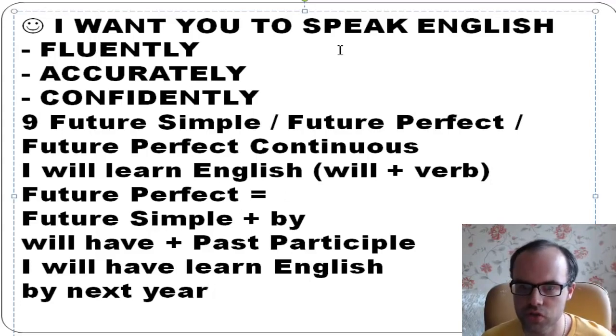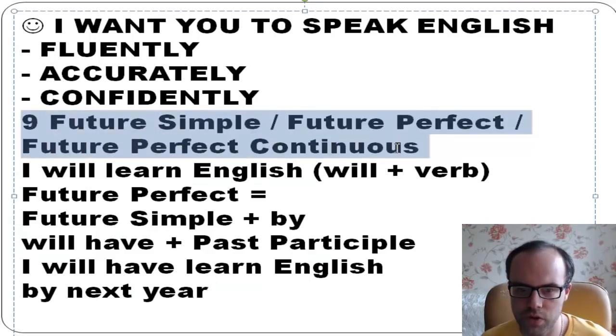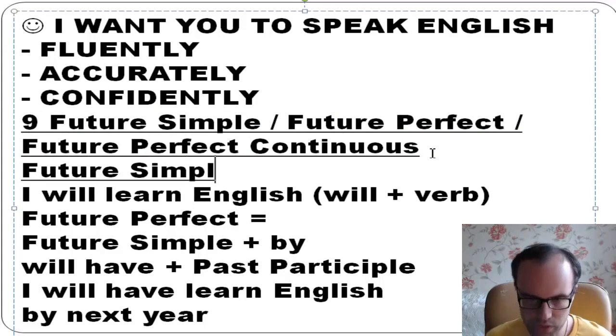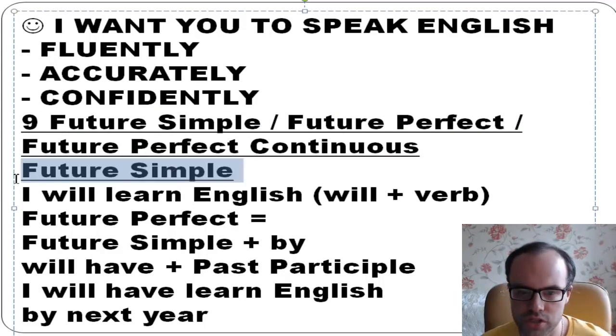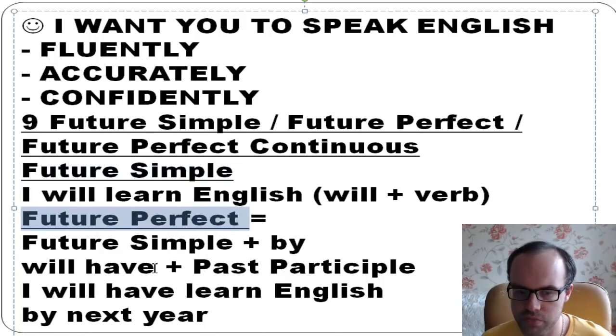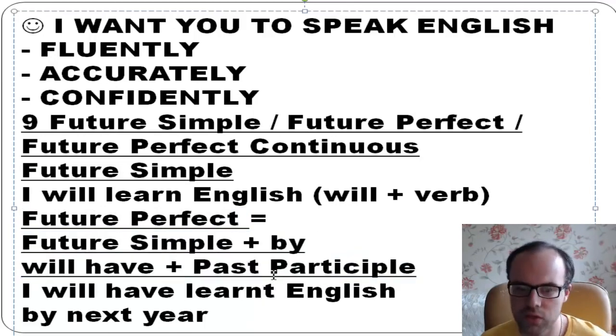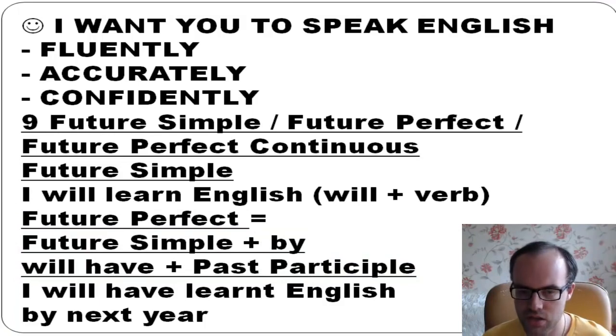Yeah, you see that I want you to speak English fluently, accurately, and confidently. So future simple, future perfect, and future perfect continuous. Future simple, you know how we form it: will plus verb. I will learn English. So what is future perfect? It's future simple plus by. Will have plus past participle. So you see, I will have learned English by next year. So not later than next year.